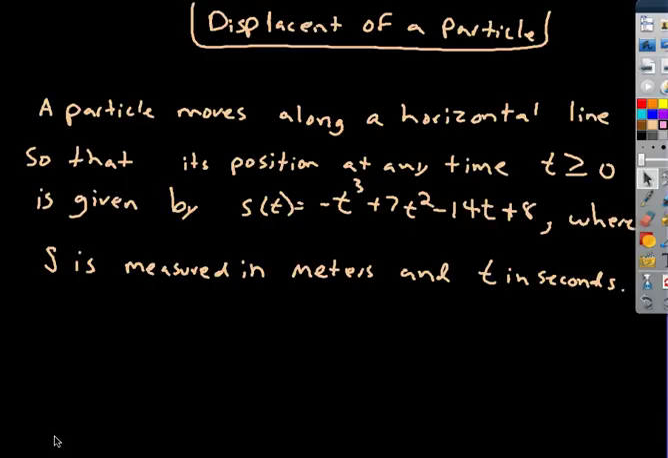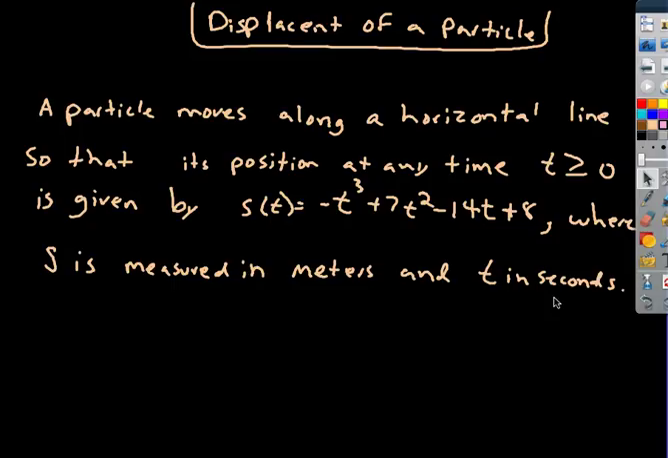Okay, so this video is about the displacement of a particle. We'll talk more in depth about how a particle is displaced over time. And this is the question we're going to begin with. A particle moves along a horizontal line so that its position at any time t greater than or equal to 0 is given by this function, where s is measured in meters and t is in seconds.